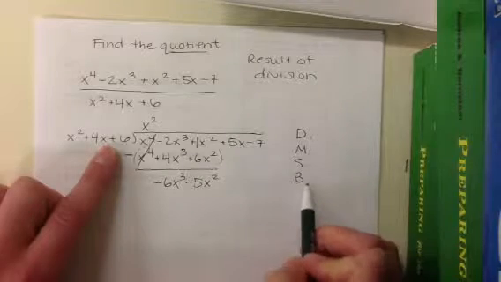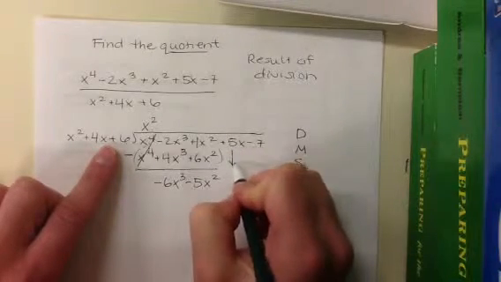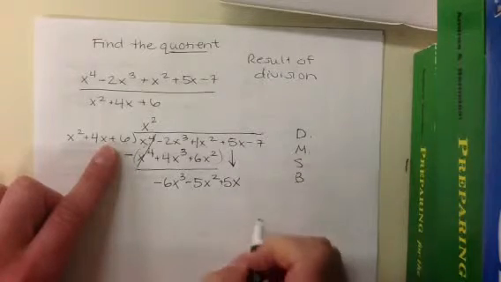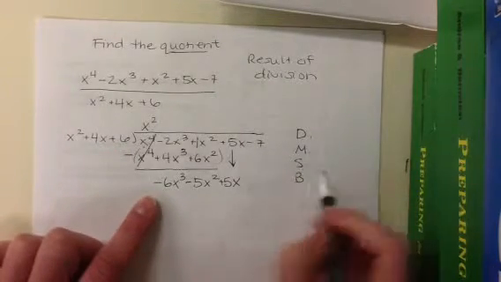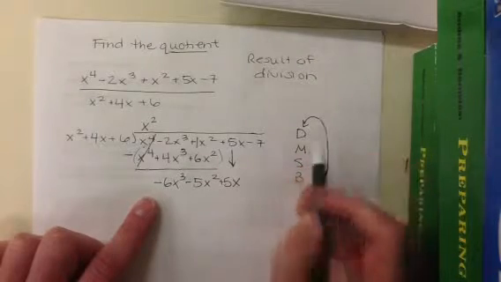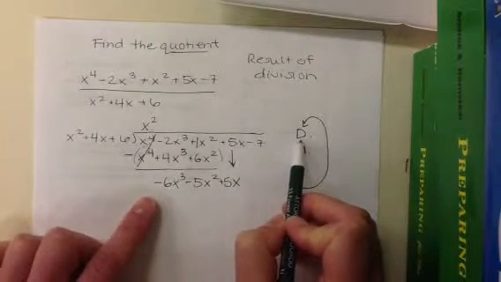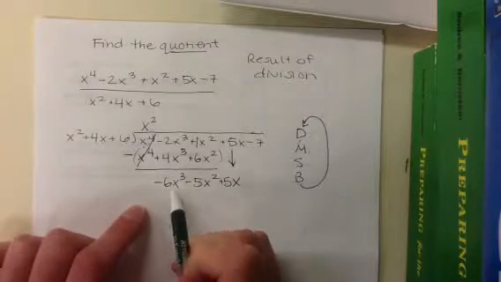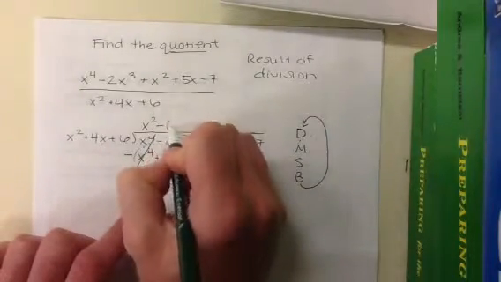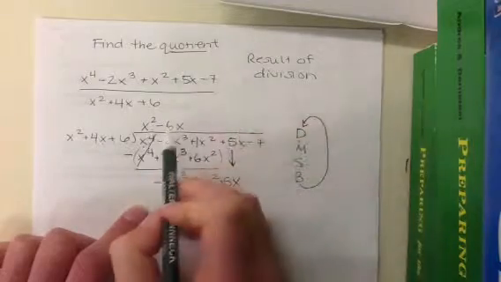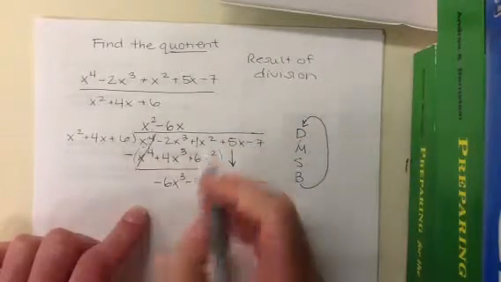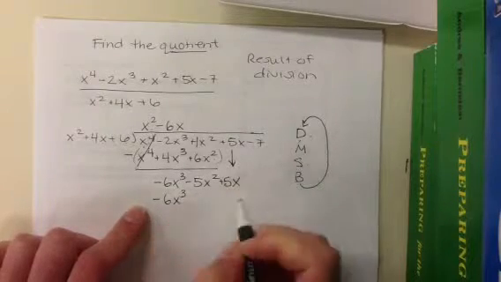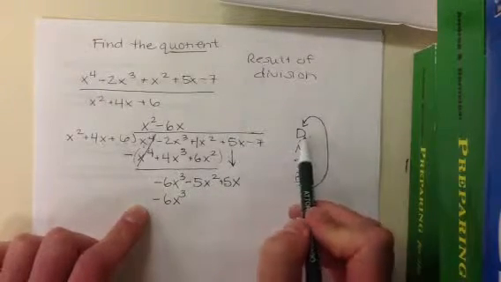After subtract is B for bring down. I'm going to bring down the next term. Okay, now I'm ready to repeat the process again. I'm going to divide. How many times does x squared go into negative 6x to the 3rd power? Well, it goes in negative 6x times, because negative 6x times x squared is negative 6x cubed. So that was my divide.